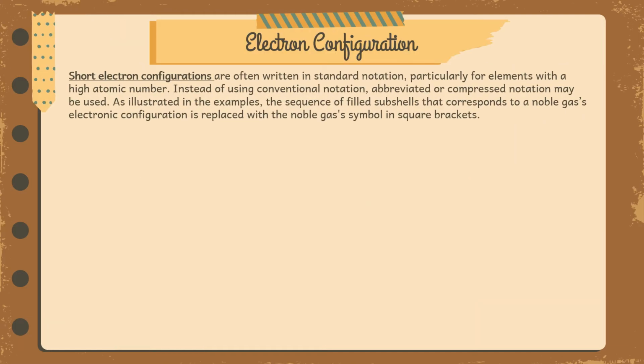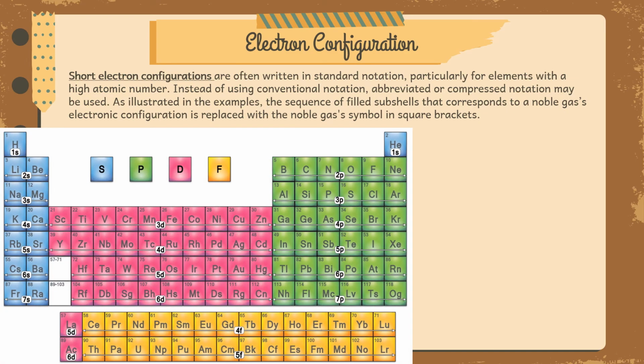Now, electron configuration can be written in a shorthand method, wherein short electron configurations are often written in standard notation, particularly for elements with high atomic number. We need this for us to have a short representation of the electron configuration kapag masyado ng mahaba, or masyado ng malaki yung atomic number ng isang element. So to write the shorthand electron configuration of an atom, we should follow different steps. So let's say we have rubidium that has 37 electrons. So masyado na siyang malaki.